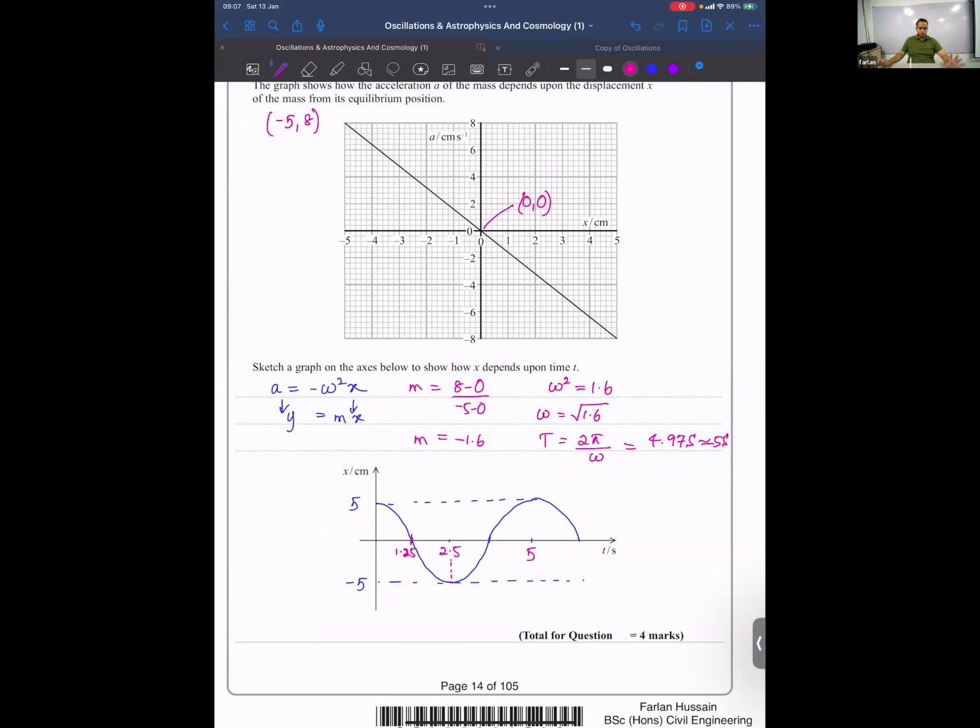It's a 4 marker, so what I feel is they would have allocated marks for the shape, and a mark for the amplitude to show that it's 5. And the remaining marks have to be given for this calculation of time period. So if you just show that the time period is 5, that's enough, I guess.